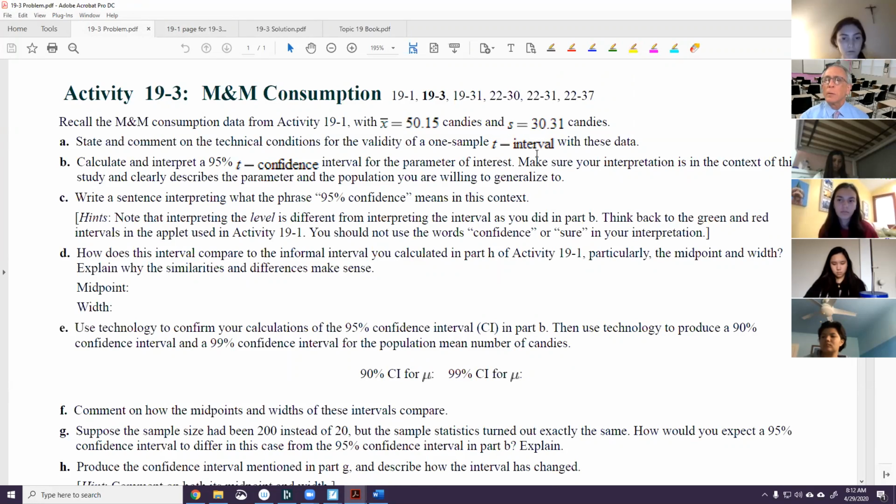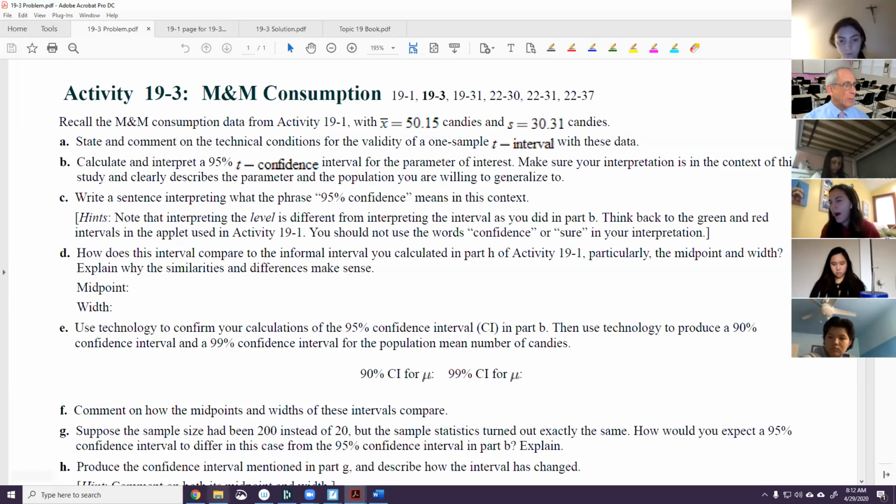So Ariel, are you here? Okay, that's good. So what did you look for as the technical conditions on this? So I wrote, since we're looking for a T interval, the sample size has to be less than 30. And then I also wrote that the sample must be randomly drawn. That's all that I wrote. Okay. Well, that is an almost complete answer.